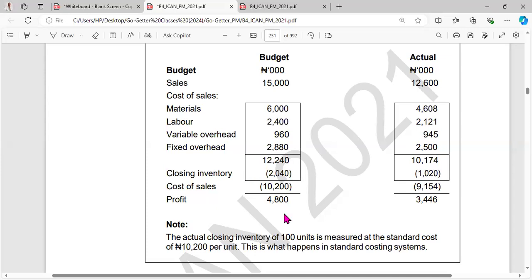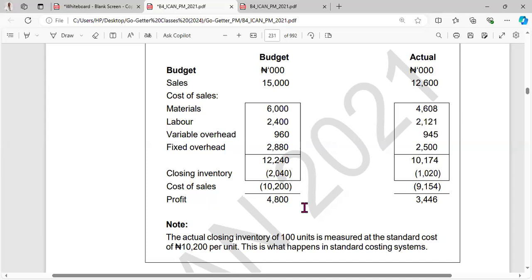Now, cost of sales, of course, is your total production cost minus closing stock. Then your profit is your sales minus your cost of sales. Same thing here. So this is 344. So this is your actual profit, and this is your budgeted profit. I can say this is your fixed budgeted profit. Fixed budgeted profit versus actual profit.